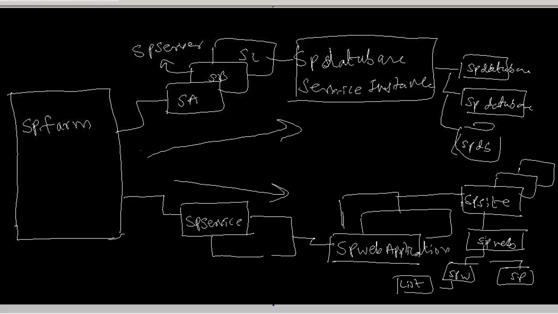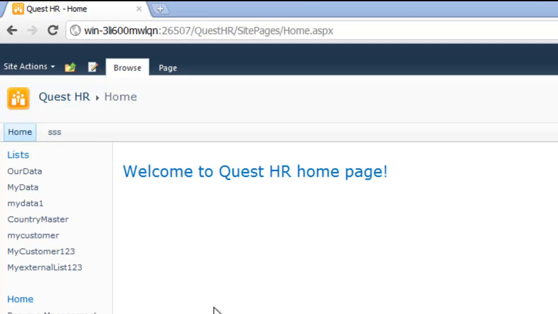Now what we'll do is create a simple web part, and using the web part, let's try to display this complete hierarchy of a simple site. Let's see how it looks. We'll take the same Quest HR site, and in this Quest HR site we'll host a web part, and this web part will display the complete SharePoint object model for this site.